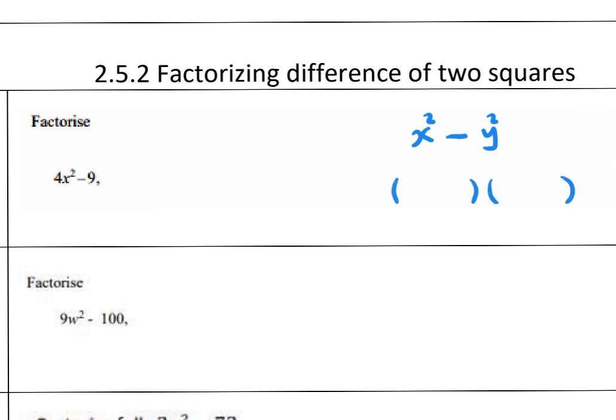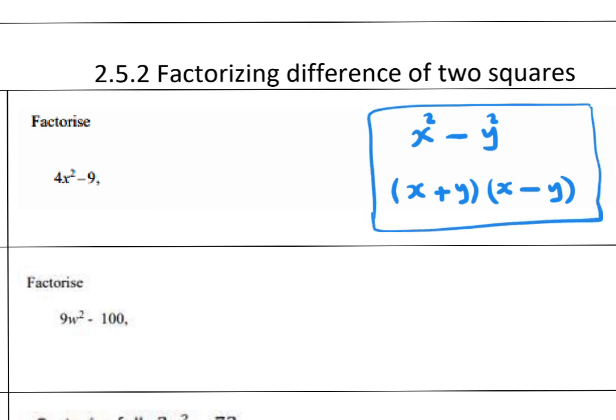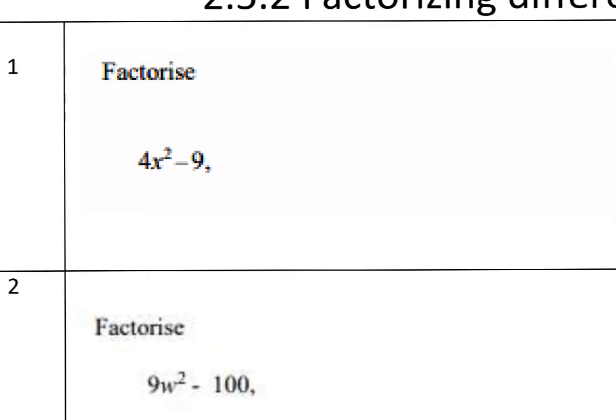The square root of x squared equals x, so just write x times x. The square root of y squared is y, so y times y, and plus minus. This is the rule to factorize the difference between two squares. Now we can apply this rule.